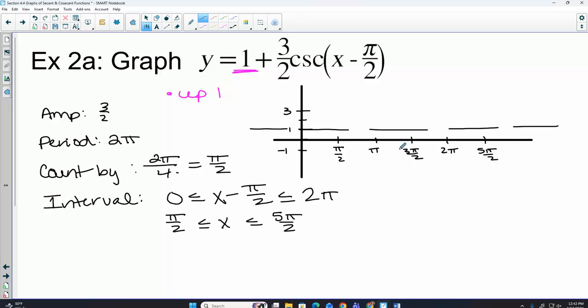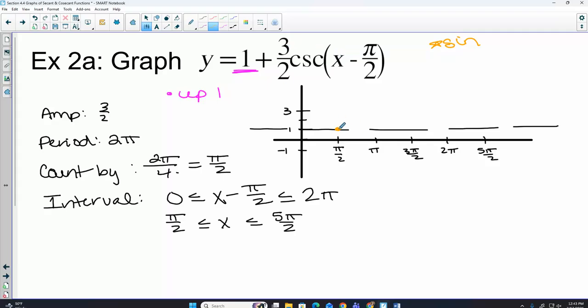All right. Cosecant is the reciprocal of what? So we're going to graph sine. All right, my first point was at pi over 2. Sine starts at its middle point, 0. If you got confused, though, you could work it out. If you plug in pi over 2, pi over 2 minus pi over 2 is 0. Sine of 0 is 0 times 3 halves.